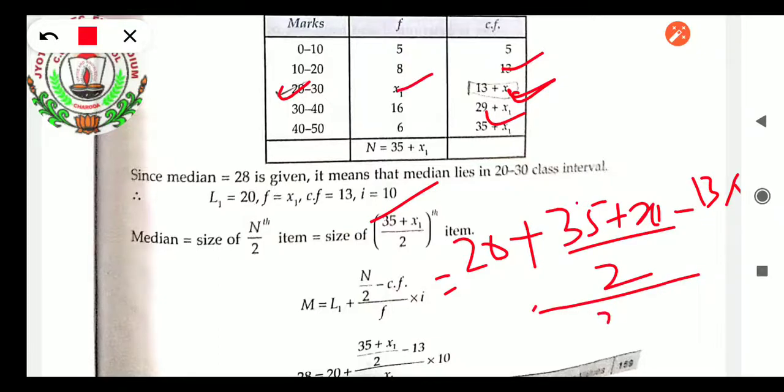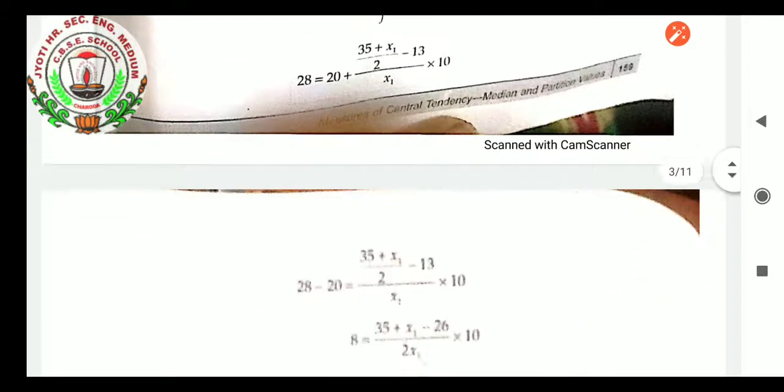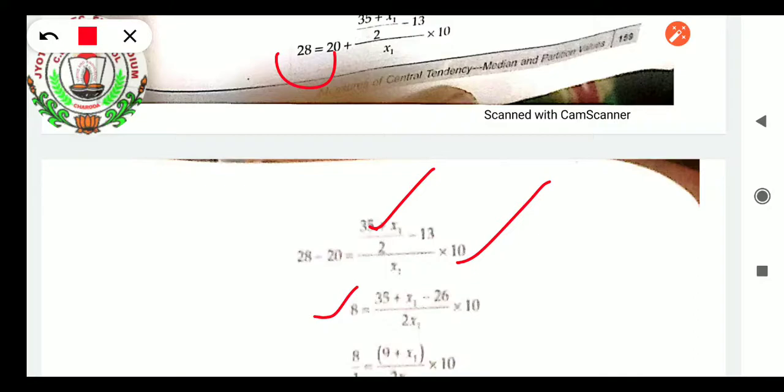This f is x. After substituting the values here, we will get, by cross multiplying, 28 minus 20 first of all. Take this 20 first from this side to that side, so this side 28 minus 20 will be there, which is 8. (35 plus x) by 2 minus 13 will be written the same. Now what will we do? This 2 is a denominator and this is also a denominator, so we can multiply: 2 into x, 2x. Okay, 35 plus x minus 26, how is 26 written?